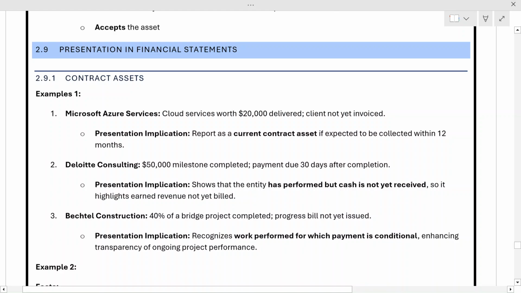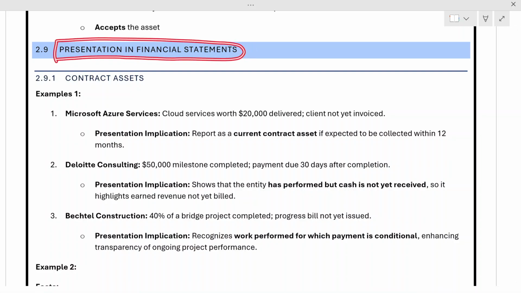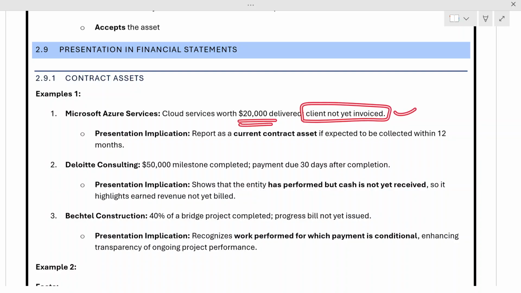Okay. Now let's try to understand how your assets and liabilities will be presented in your financial statements, because within revenue recognition there may be unearned revenue or advance assets. So let's try to understand through one example of Microsoft Azure. They had given cloud services worth $20,000 and the client has not been invoiced yet, but the services have already been delivered. So what will be the presentation implication?